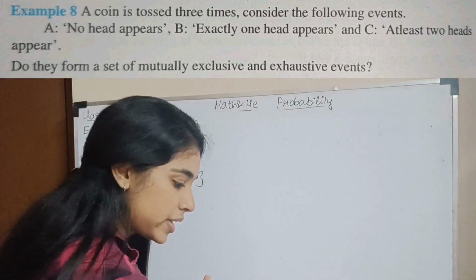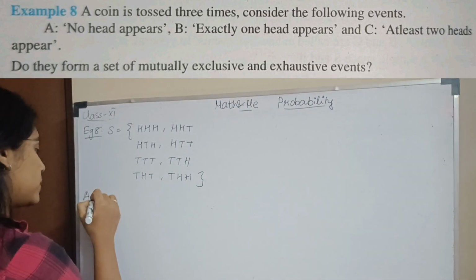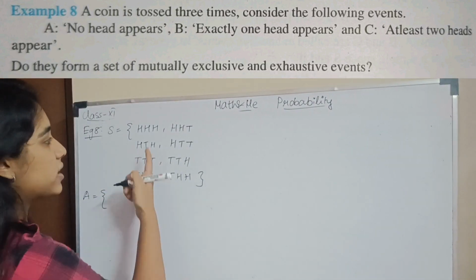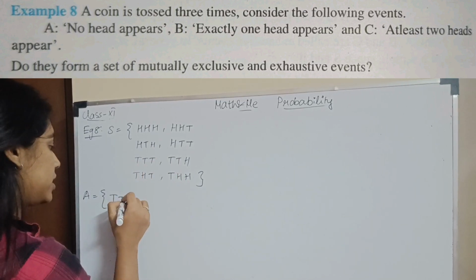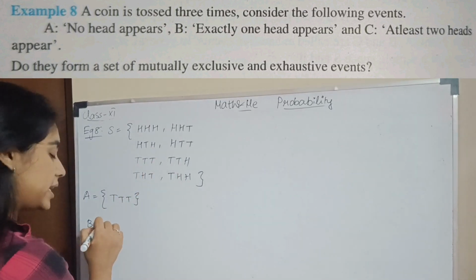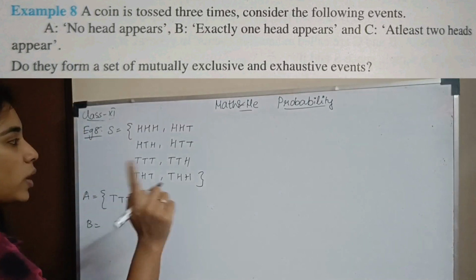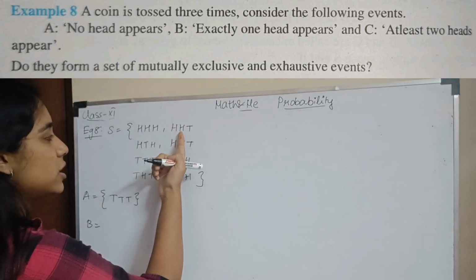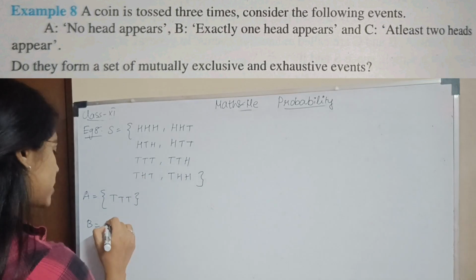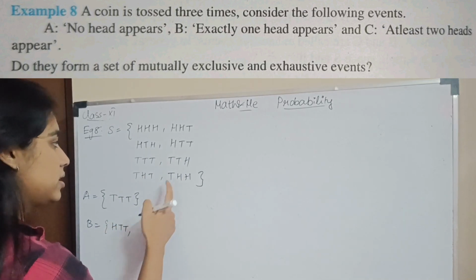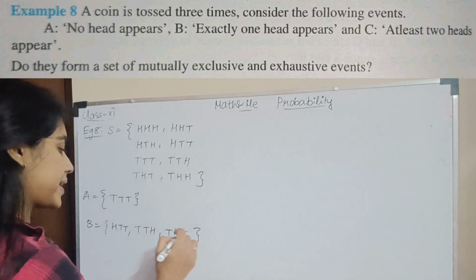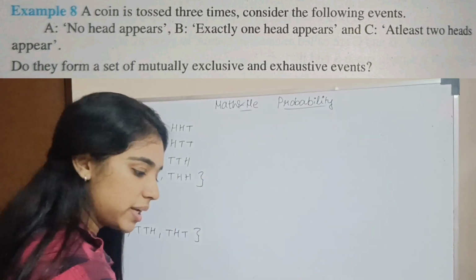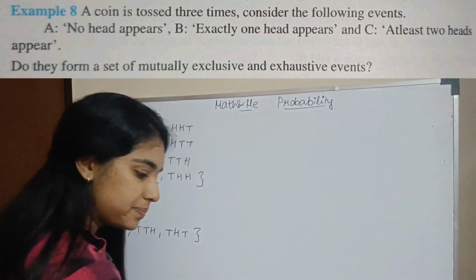இப்போ என்ன கொடுத்திருக்கு? No head appears. A equals no head. No head எங்க இருக்கு? So A will be T, T, T. What will be my B? Exactly one head appears. இங்க 3 head, 2 heads, 2. So here I have H, T, T, T, T, H and T, H, T. So exactly one head appears. This is my B.